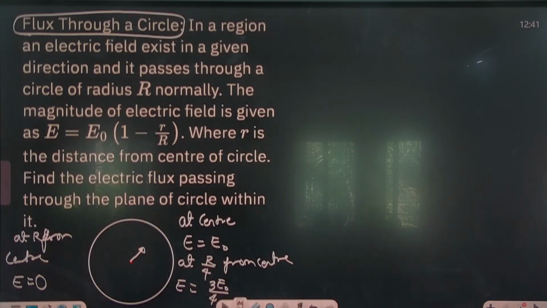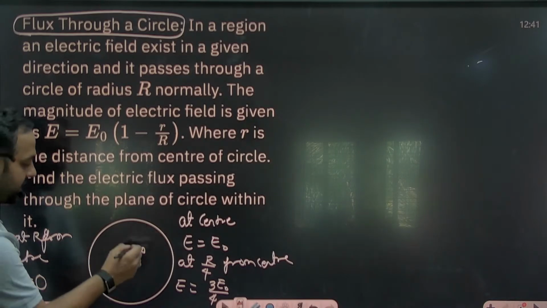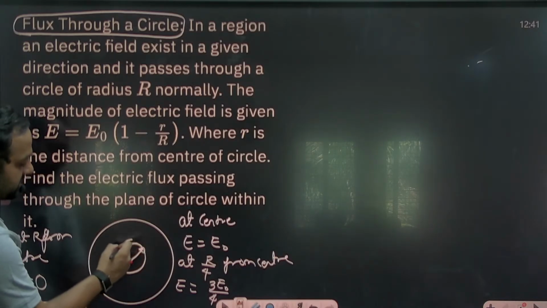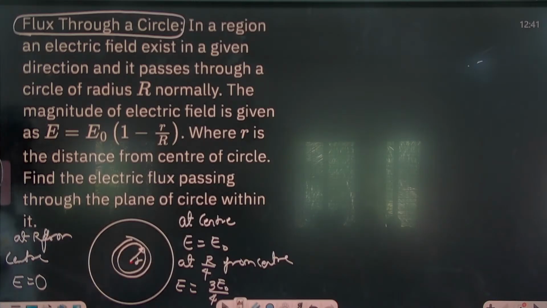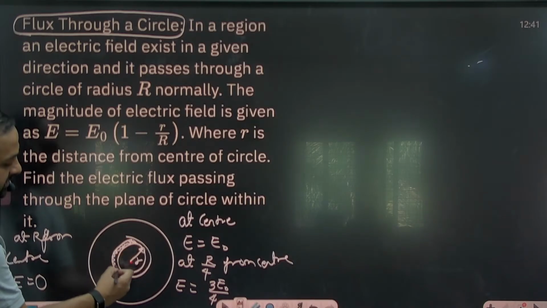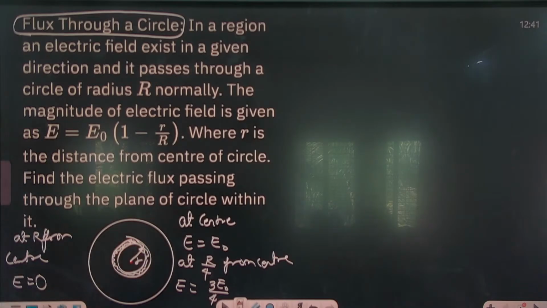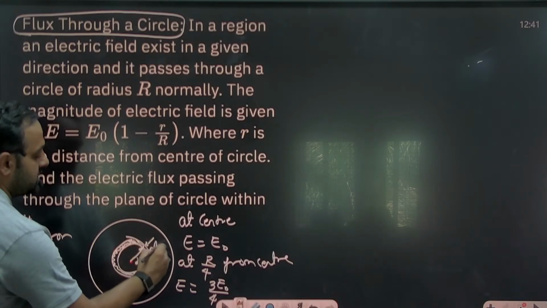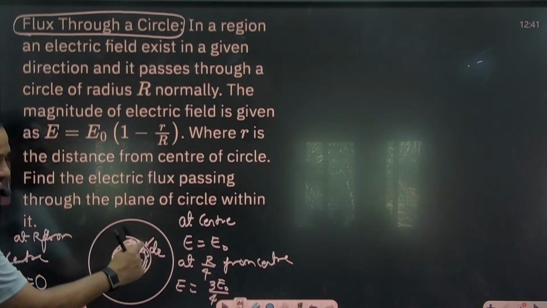That means the electric field is varying radially outward like this. So if I take a small circular area at distance r, okay, what is the distance of this circular area from the center? It has a distance of r, and let's say its width is dr. Electric field on this entire area is constant.